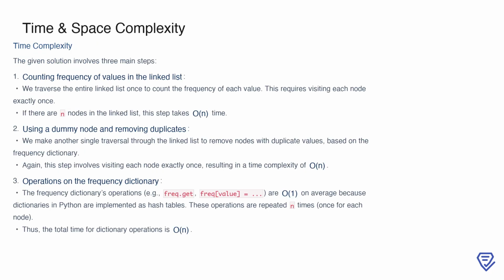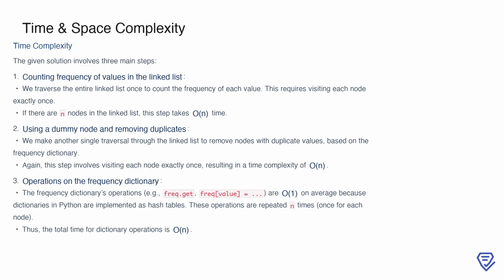To understand the time complexity of our solution, let's break it into 3 main steps. First, we traverse the linked list to count the frequency of each value. Since we visit each node exactly once, this step takes O(n) time for a list with n nodes. Next, we make another pass through the list to remove nodes with duplicate values. Again, because we're visiting each node only once, this step also requires O(n) time.